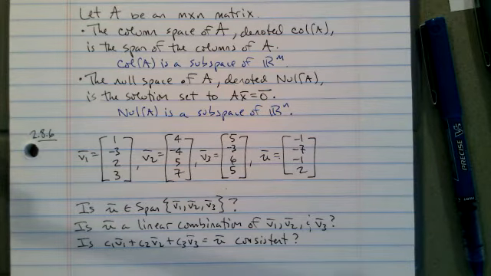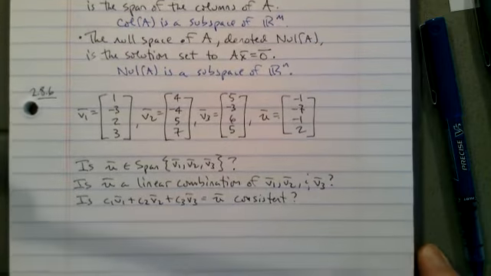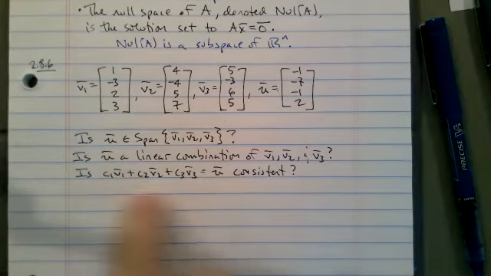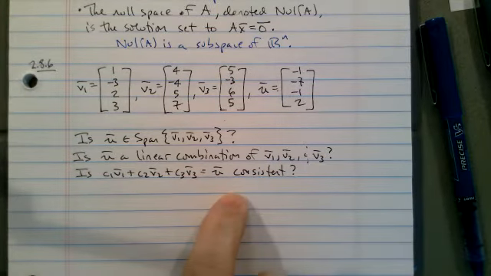And I didn't even write down the original question. Determine if U is in the subspace of R4 generated by these three vectors. That's equivalent to all three of these questions. So the way we'll answer this question is to use our column space and null space. The way we're going to answer this is to look at the augmented matrix for this vector equation.